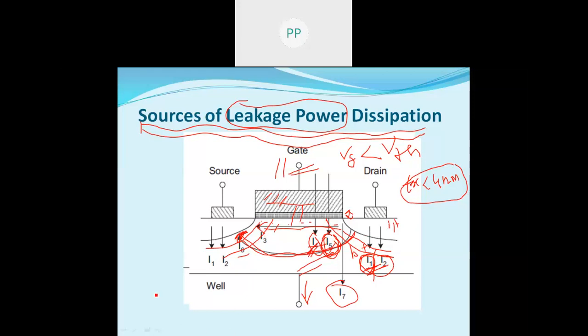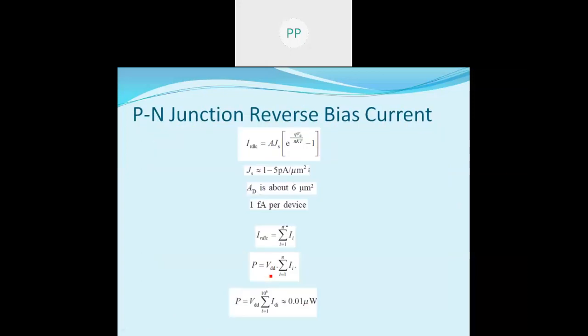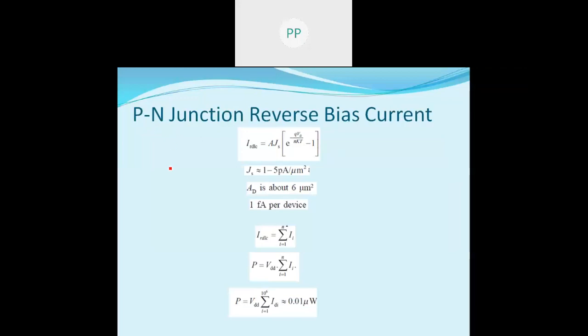So these are the different sources of power dissipation and leakage power dissipation. These are elaborated a little bit here, but I will go quickly, because I suppose that you are already familiar with this technique. So here is the PN junction reverse bias current. You already know this expression, that current is exponentially related with the applied voltage.